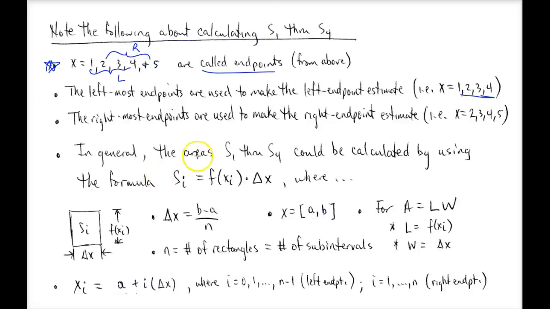And so in general, the areas S1 through S4 could be calculated by using this formula. And so this says calculate the area of the ith rectangle. And of course, x sub i just refers to which of these particular x values you're talking about. You plug that into the actual function itself, and we get the corresponding y value for that function, or if we want to look at it another way, we get the height, or the length, as we're calling it here, of a particular rectangle.